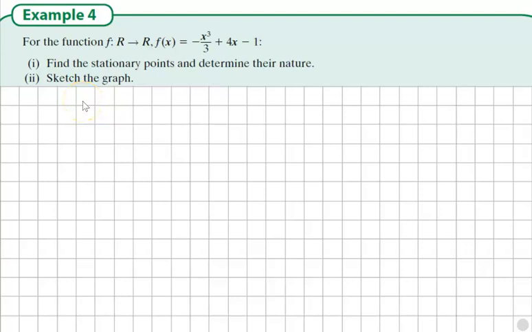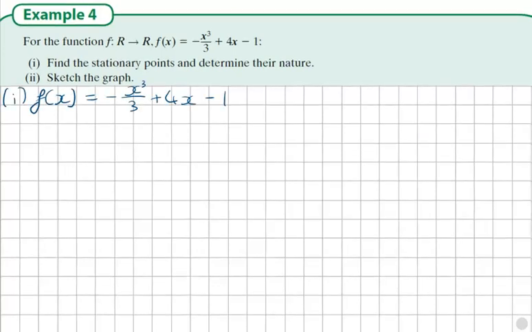Sketching the graphs of functions, part 4. For the function f of r maps to r, f of x is equal to minus x cubed over 3 plus 4x minus 1. Part 1, find the stationary points and determine their nature. Part 2, sketch the graph. So we write out the function.